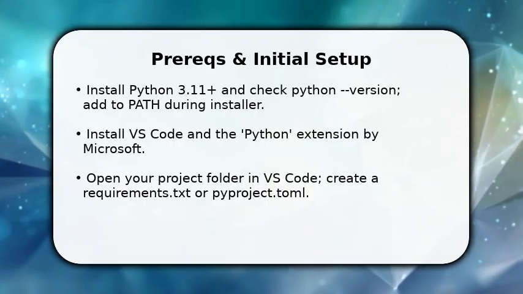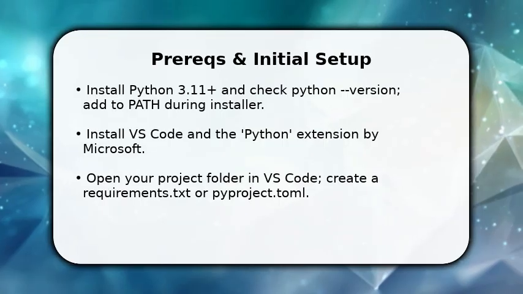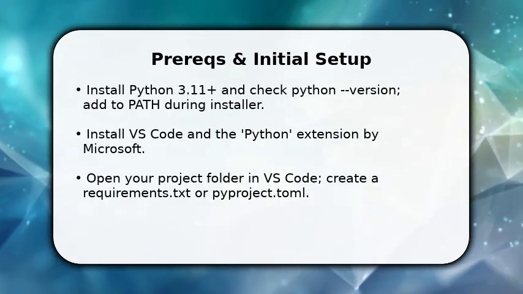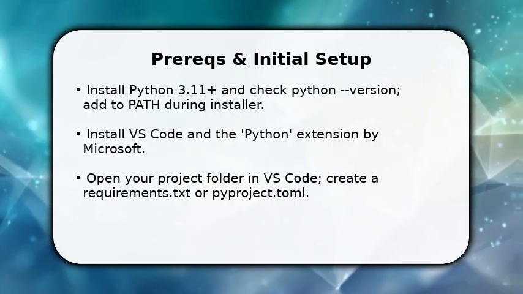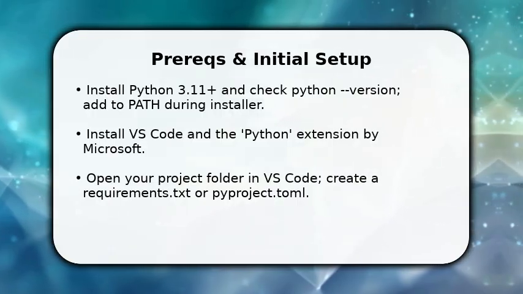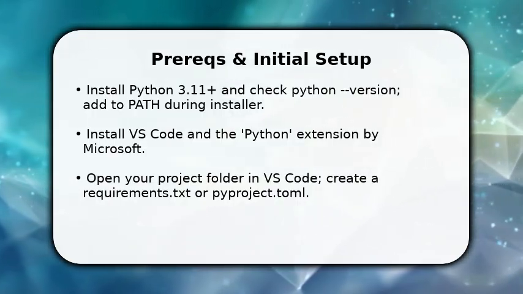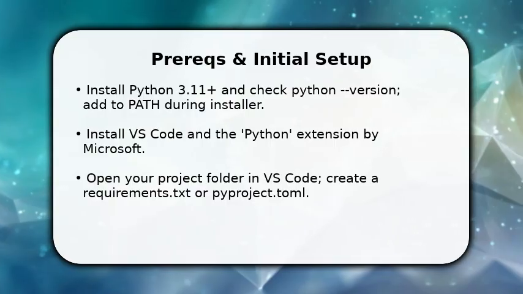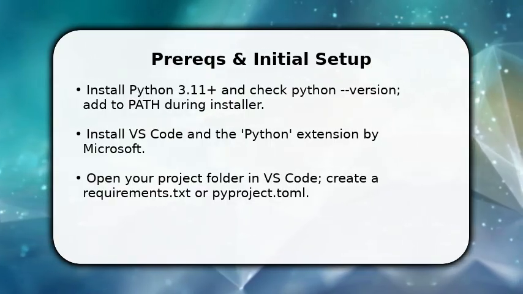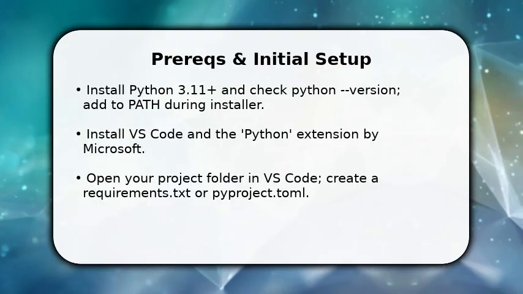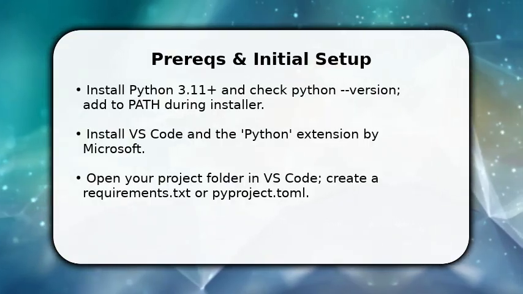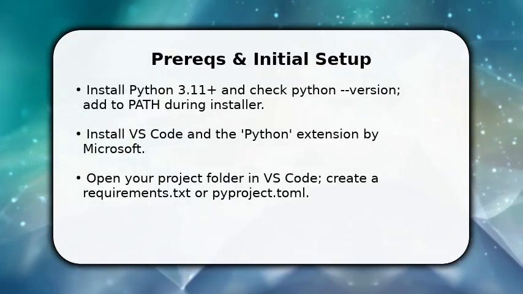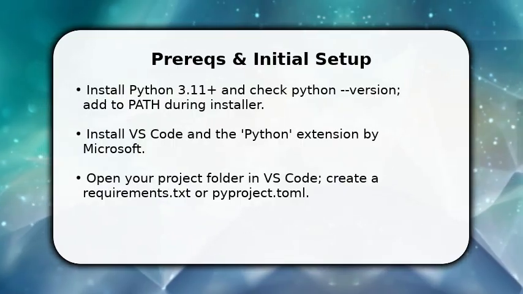You start by confirming prerequisites, Python installed and VS Code ready. Once done, install the Python extension in VS Code so language features and debugging are available. Next, open your project folder and create a requirements.txt or pyproject.toml to track dependencies. Make sure Python is on your path so the terminal can run Python and pip. This prevents common interpreter selection issues.